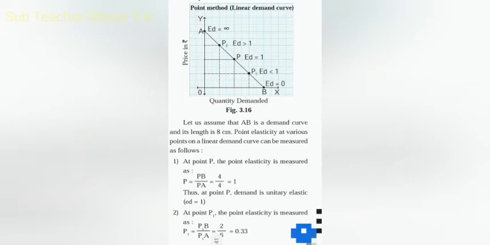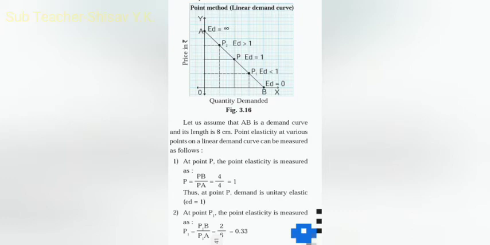Point elasticity at various points on a linear demand curve can be measured as follows. So we see first point. At point P, the point elasticity is measured as EP is equal to PB upon PA is equal to 4 upon 4 is equal to 1, and you know that students, what is the value of 1? That means unitary elastic demand.